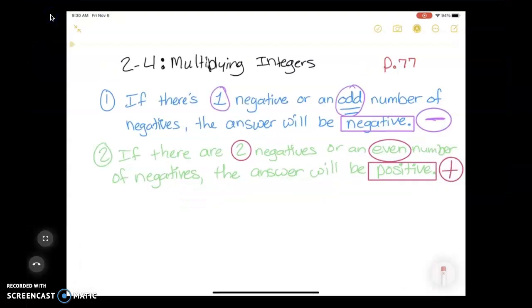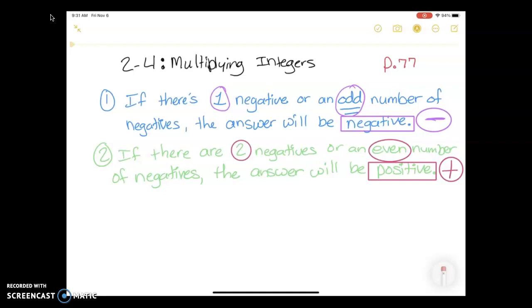Alright, today we're talking about multiplying integers. And the rules for multiplying and dividing integers are a little bit different from the rules for adding and subtracting them. So we're going to talk about the rules first. If there is one negative or an odd number of negatives, the answer will be, say it. Negative. If there are two negatives or an even number of negatives, the answer will be positive. And these rules only work when you're multiplying or dividing integers.